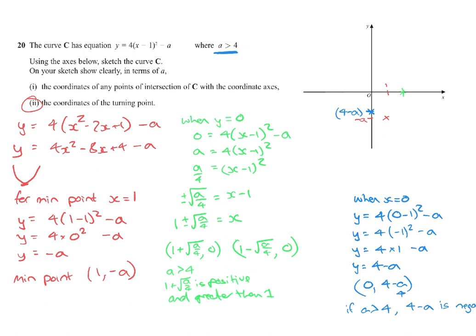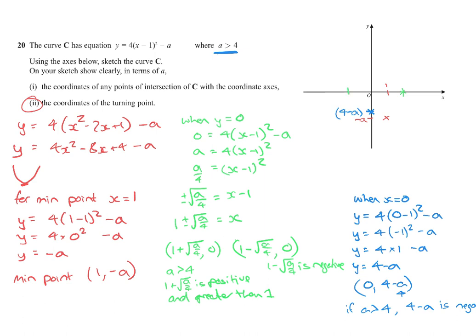Okay, that point there. And looking at the last point here, I have 1 minus the root of a over 4. And again, if a is greater than 4, this value again is going to be positive. It's going to be bigger than 1. So 1 minus something bigger than 1, this will be negative. So again here, 1 minus the root of a over 4 is negative. So it's going to be on the left hand side of my axes. I'm going to put it somewhere here.